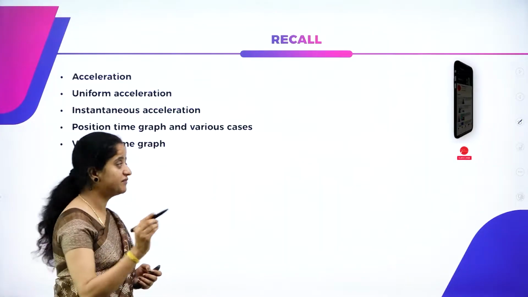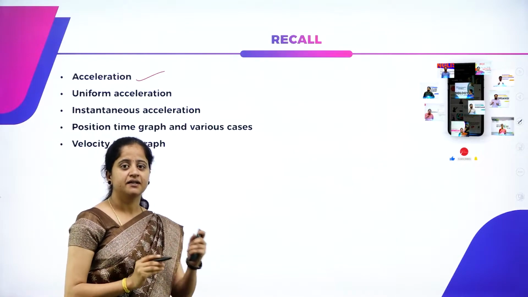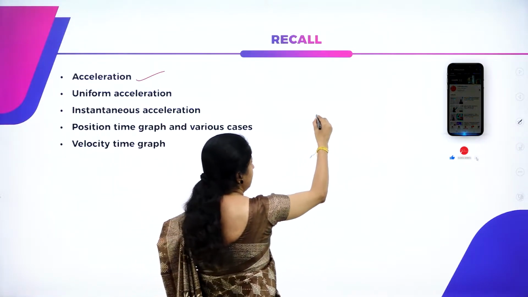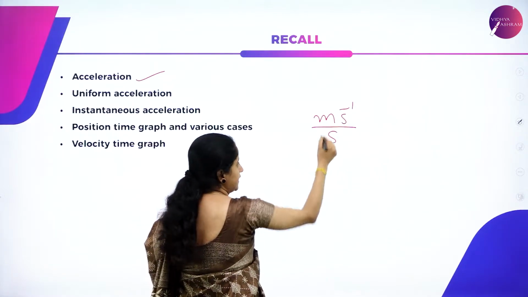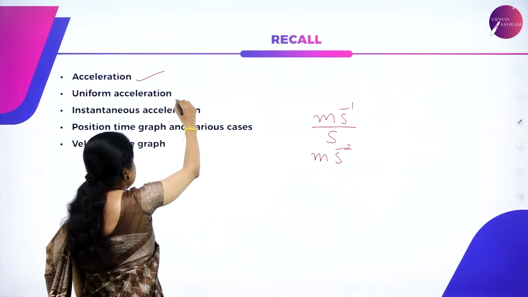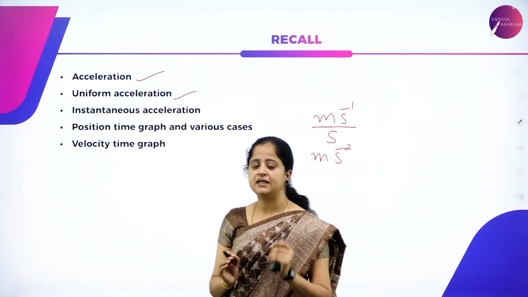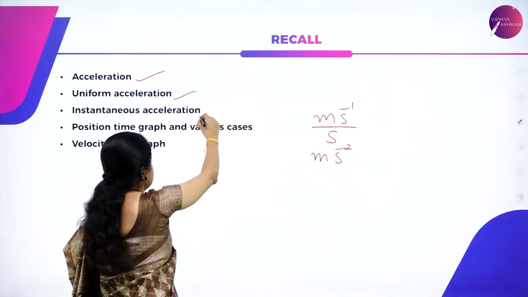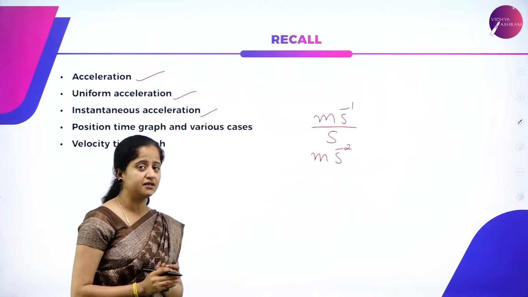So in the last session, we have discussed the acceleration concept. What is acceleration? The rate of change of velocity is acceleration. Velocity is given in meter per second, divided by time, whose unit is second. So the acceleration SI unit is meter per second square. And also we have discussed uniform acceleration, that is, when the acceleration of a particle is equal in equal intervals of time, it is said to be a uniform acceleration. We also discussed instantaneous acceleration, that is, the acceleration of a body at a particular instant of time.